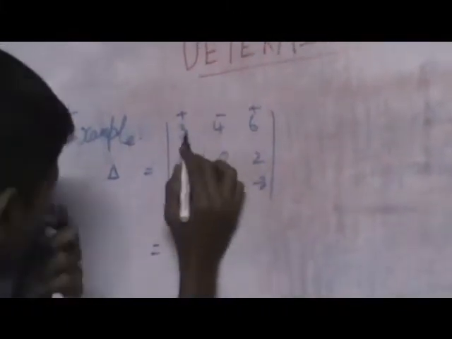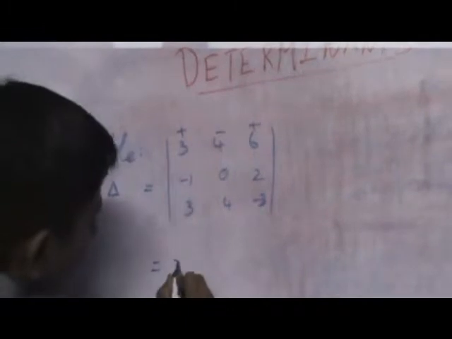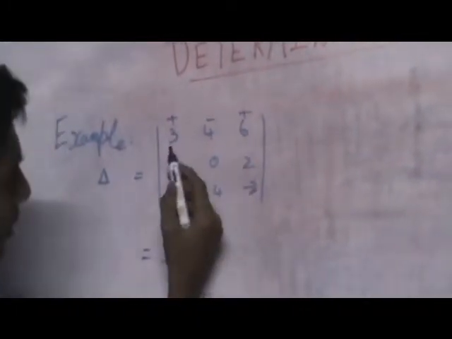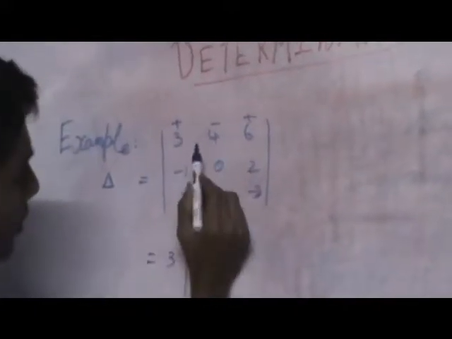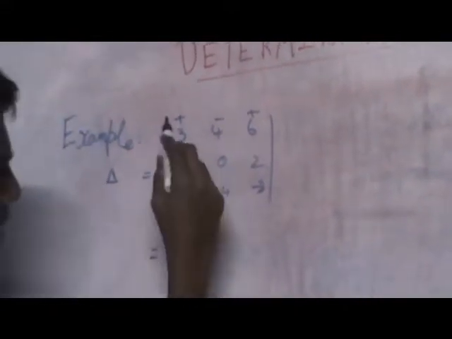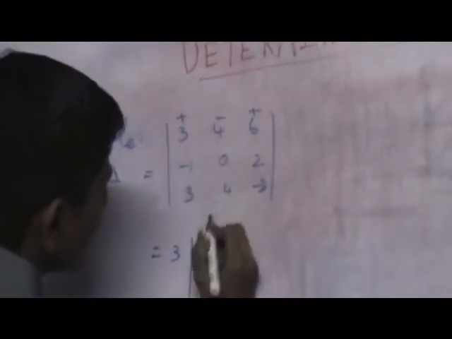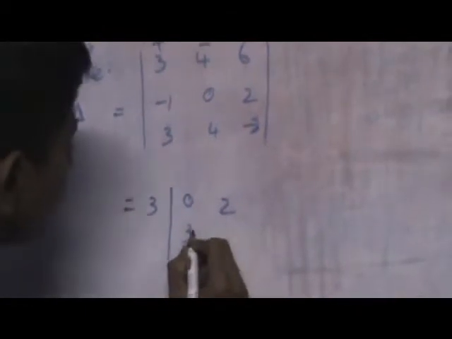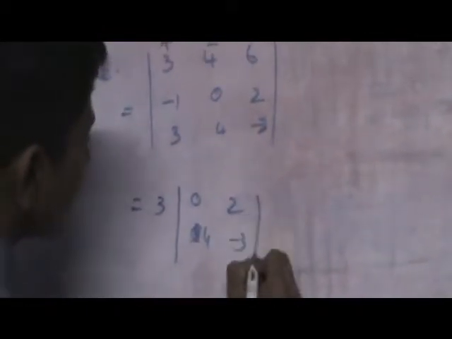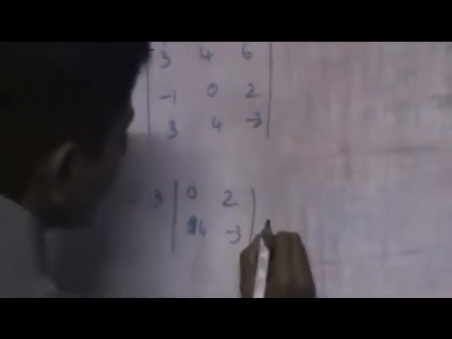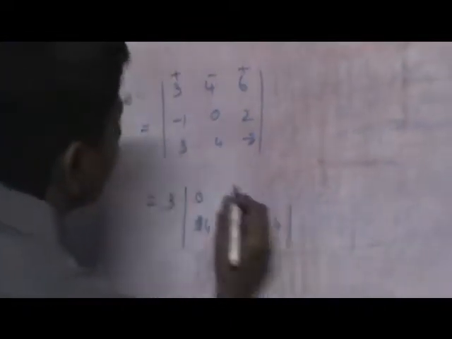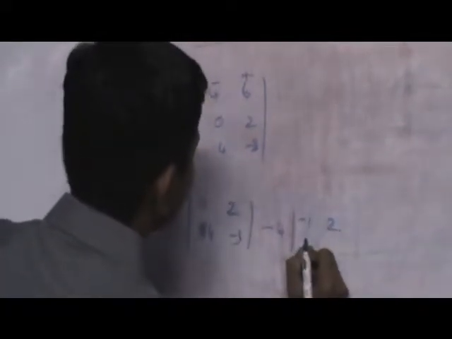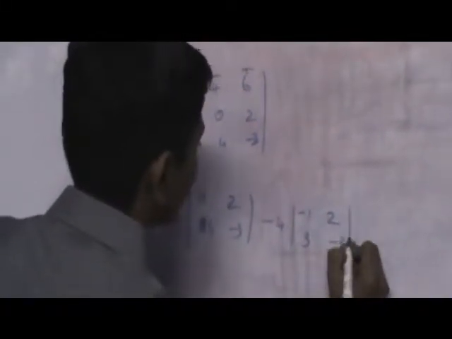Then you see, we take the, what is the minor of 3? 0, 2, 4, minus 3. What is the minor? It is a determinant obtained by leaving that row and that column. Then 4. What is the cofactor? Minus. Minus 4 of, what is the minor? Minus 1, 2, 3, minus 3.